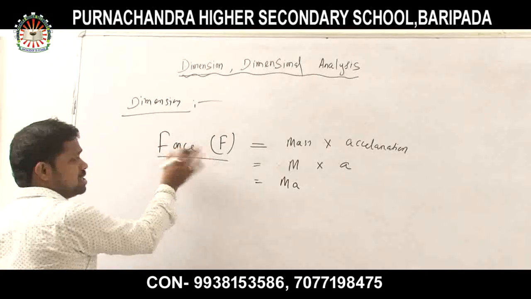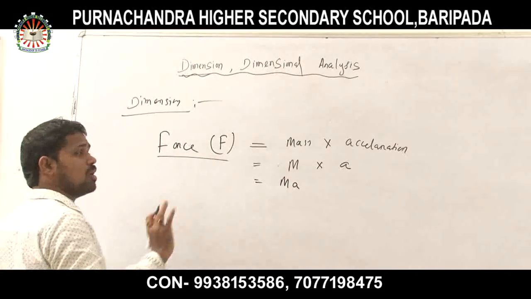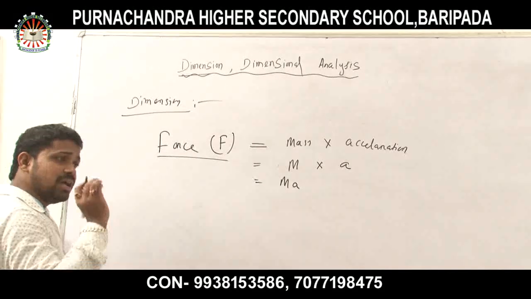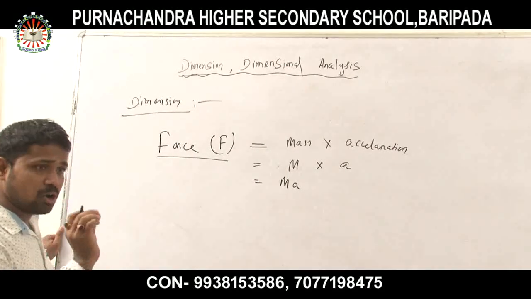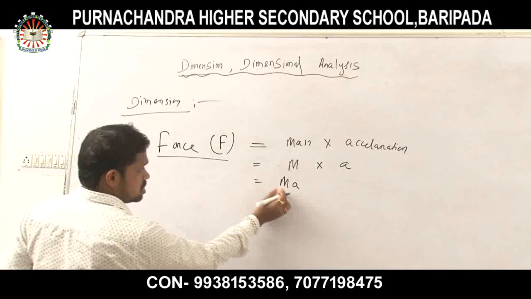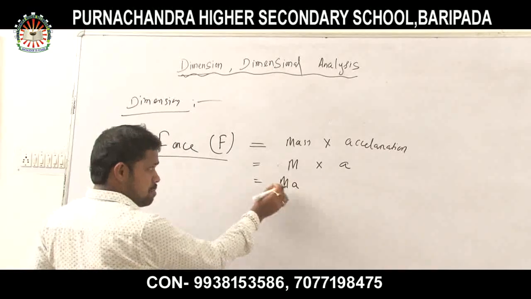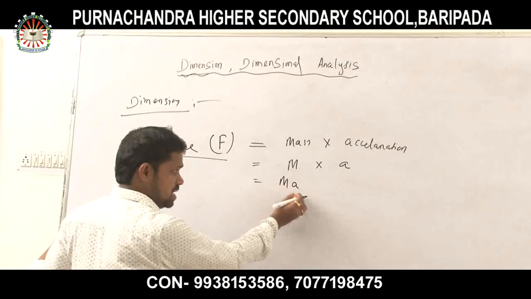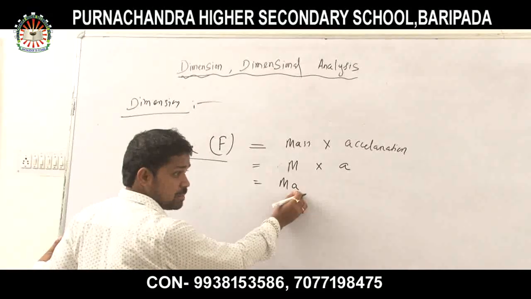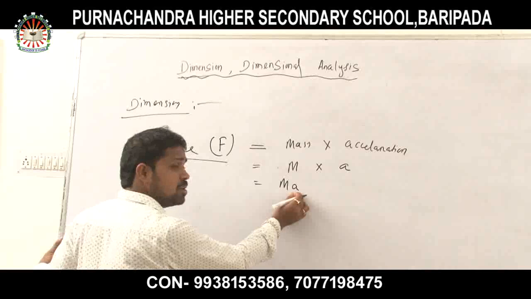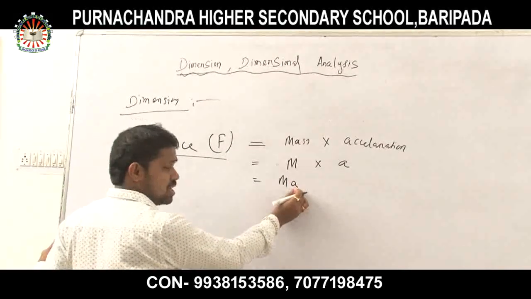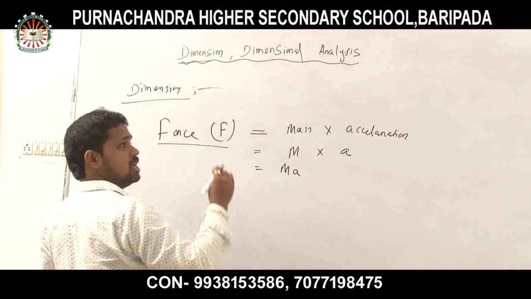Now how? According to our definition, which I told you before, the dimension is the power or exponent of fundamental or basic physical quantities. So let us find out. Force is equal to mass into acceleration. We know that mass is a fundamental quantity, but acceleration is not a basic or fundamental physical quantity. It is a derived quantity. So first we represent the acceleration in terms of the fundamental or basic quantities.